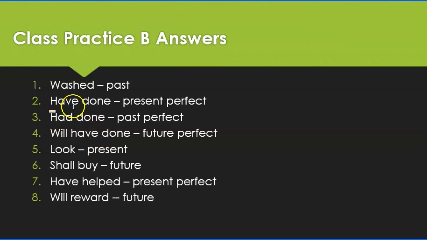So if you go back and look at our perfect tenses, here's have, here's another have, here's had, and here's another have. So remember, our perfect tenses are going to have, has, or had.